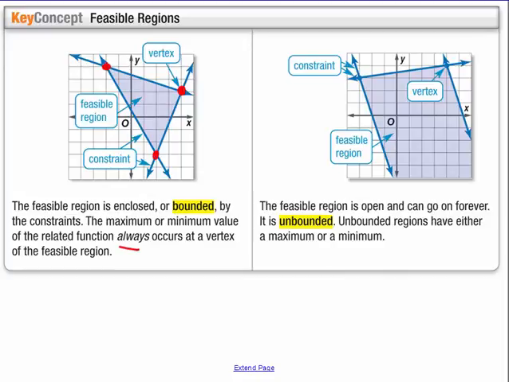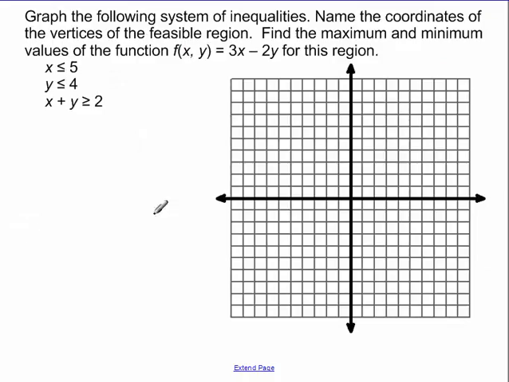So let's do an example of this so you guys can see what's going on here. We're graphing the following system of inequalities, naming the coordinates of the vertices, and then finding the maximum and minimum according to our objective function. So that's what our objective function looks like. We graph our inequalities: x equals 5, and y equals 4.